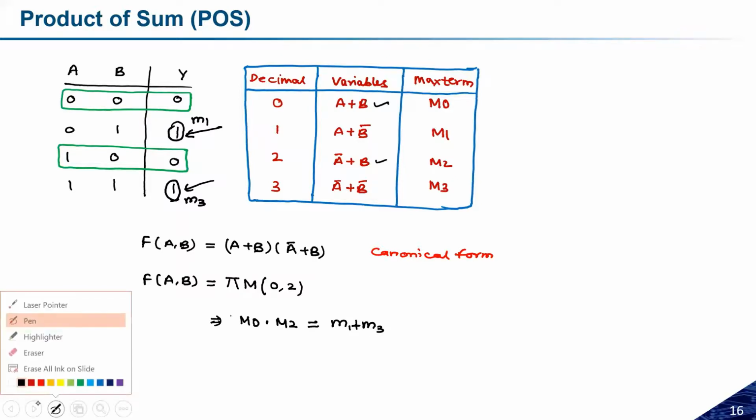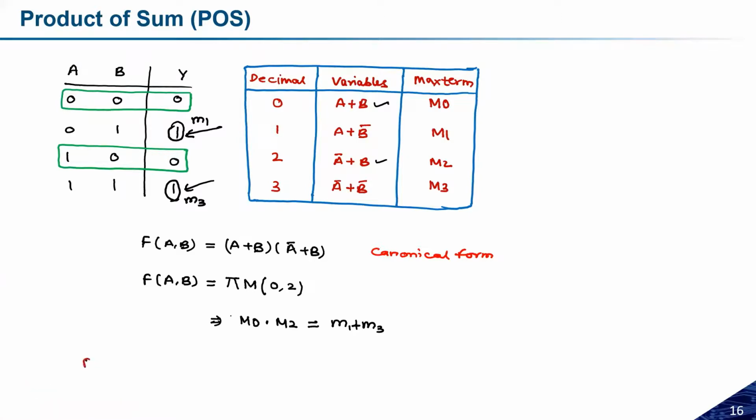Suppose you have a function, let us assume f is equal to a into a bar plus b. Okay, this particular function is not in the canonical form, because here I have one max term, here I have the second max term, and the max terms do not have all the variables. So this kind of form we can call the minimal form, or standard form, standard POS form.